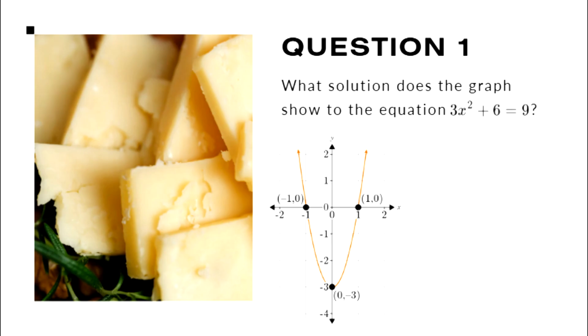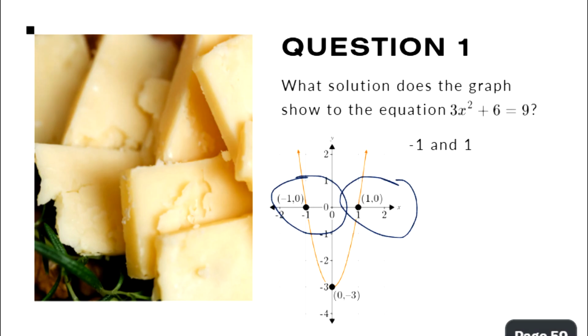What solution does the graph show to the equation 3x squared plus 6 equals 9? Okay, this is a speed round. What's the solution? -1 and 1. I hope you got that. It's just where it crosses the x-axis, and only the x values matter.